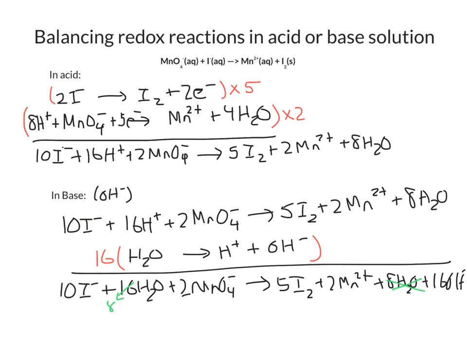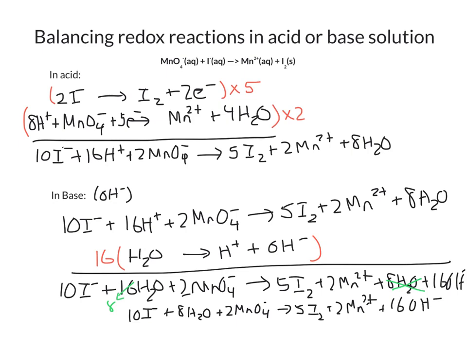So my final equation is 10 iodide plus 8 water plus 2 permanganate goes to 5 iodine plus 2 manganese 2 plus plus 16 OH minus. And that is the reaction balanced in basic solution.